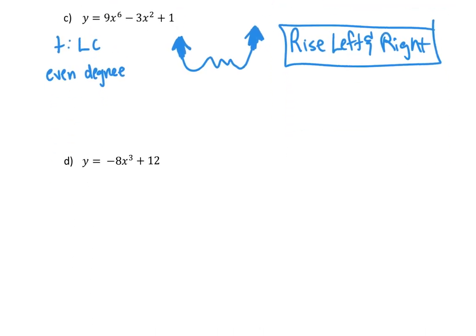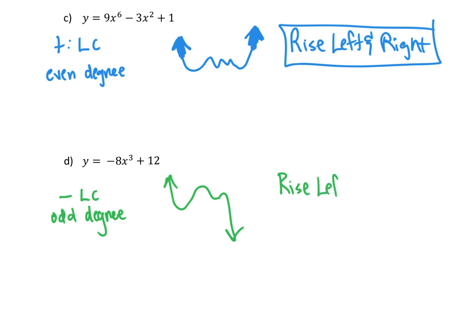And the last one is we have a negative leading coefficient and an odd degree. So let's see, the negatives are going to become positive and the positives are going to be negative. So that means we are going to rise left and fall right. There we go.